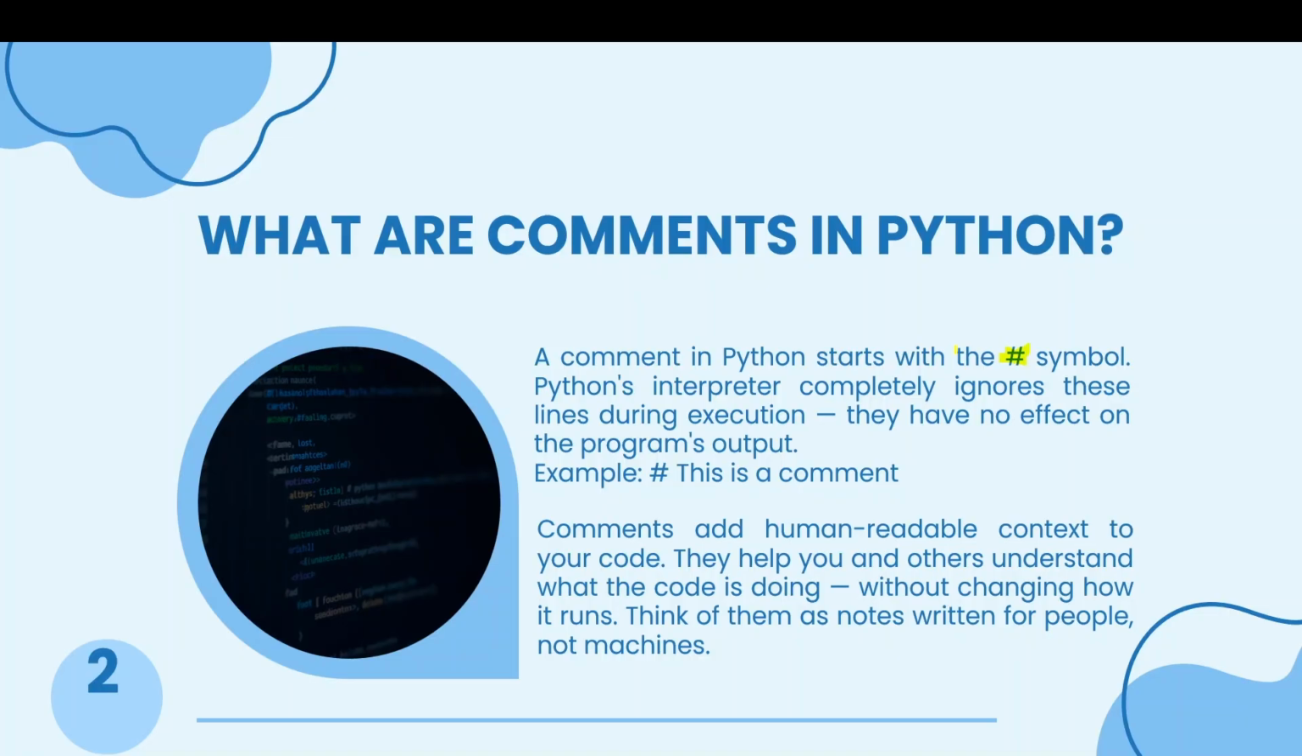So let's check out the example. Before the example, we have to see this line also: comments add human readable context to your code. They help you understand what the code is doing without changing how it runs. Think of them as notes written for people, not machines. Comments are used to make our code human readable.